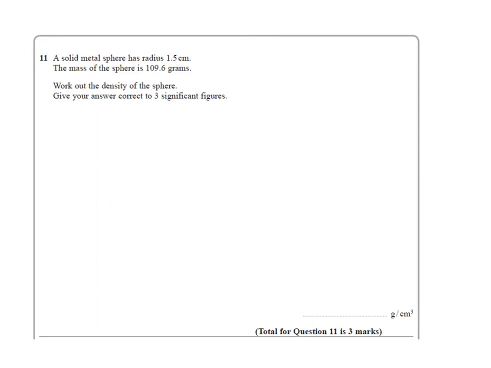Now we can try ourselves this question, which is from the other paper of the same year. Please read the question carefully. This question is simpler than the previous one. You are just asked to calculate the density of the sphere, but see, in this case the formula is not given. So you should remember that formula for the exam, as it is not in your formula booklet. Here is the answer.